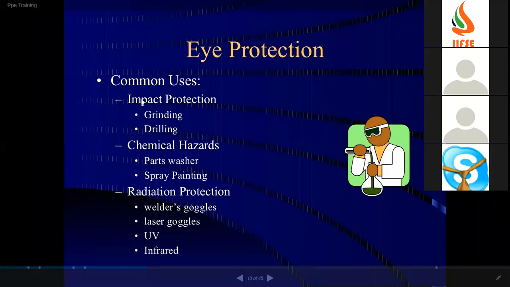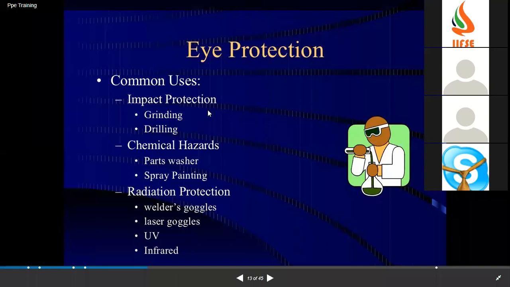Eye protection, impact protection. So what do you mean by impact protection? Eye protection is classified into a few types like impact protection, chemical hazards, radiation protection. In this way, all the hazards are included.